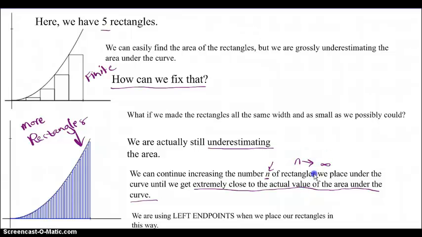And if we take n to infinity, we'll have the exact area trapped in the plane. So here is using left endpoints.